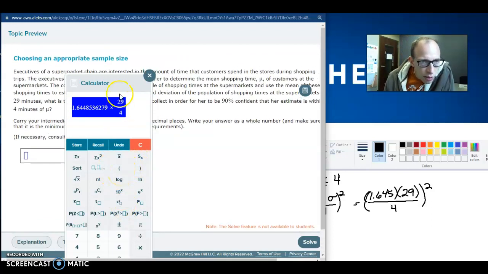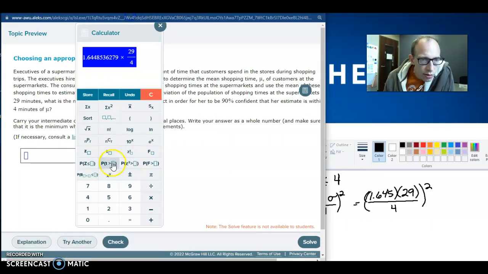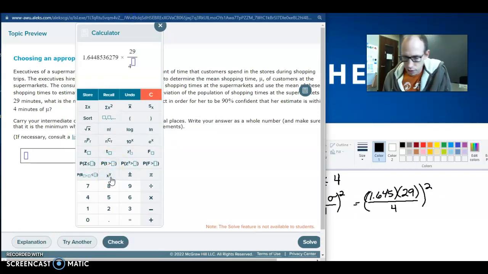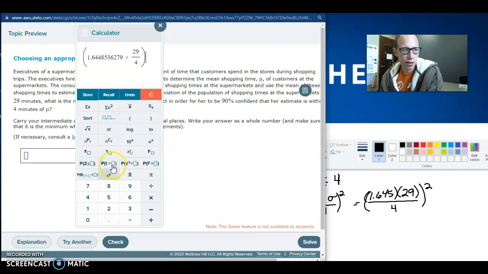And where is our squared button? There we go. Nope, that's not what we want. So let's put this in parentheses. And then we will square that.